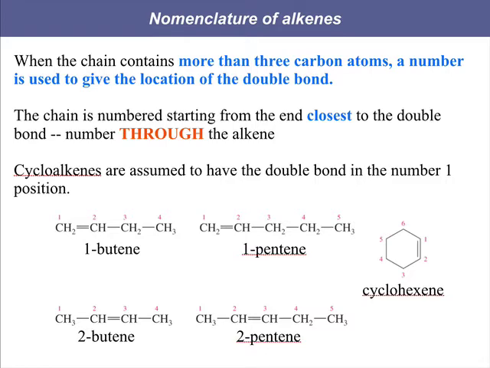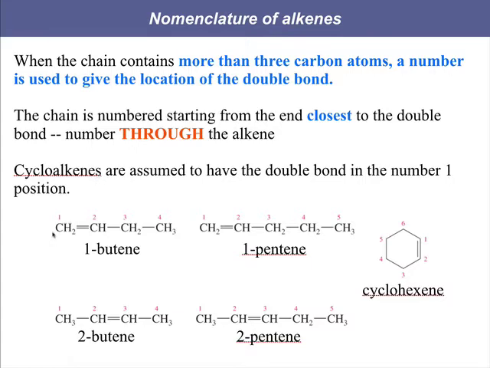Now, anytime that the chain contains more than 3 carbons, you need to designate where the double bond is. So we're going to use a number to give the location of the double bond, meaning essentially the carbon that the double bond starts on. The chain is always numbered starting from the end closest to the double bond, and you number through the alkene. And cycloalkenes are always assumed to have the double bond in the number 1 position.